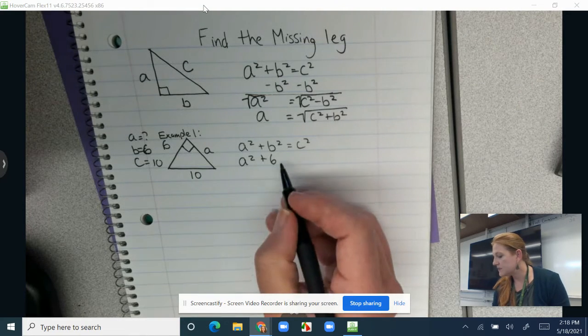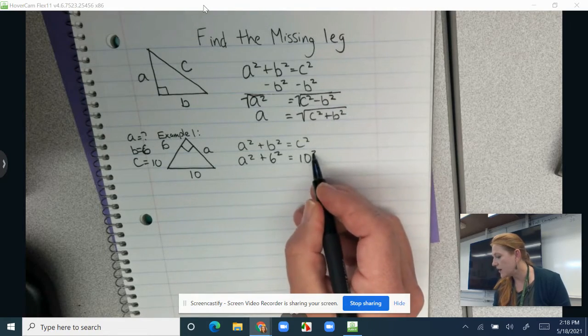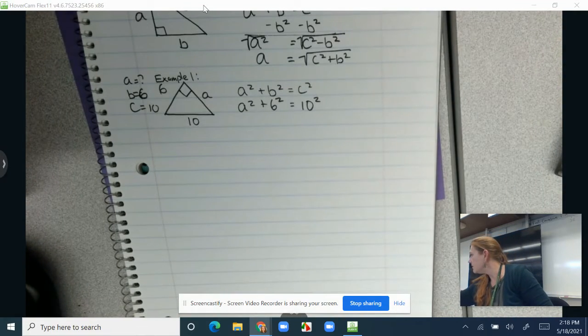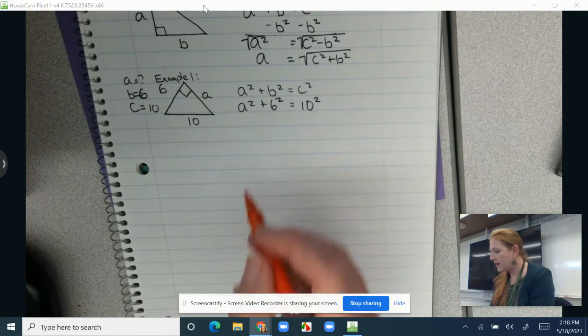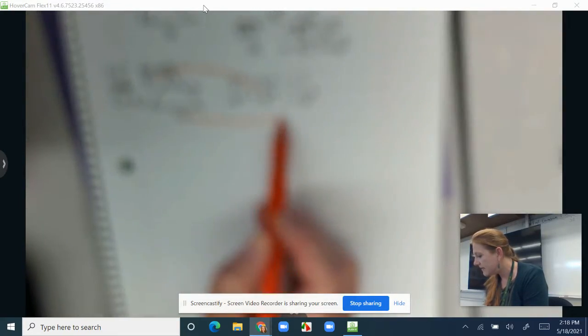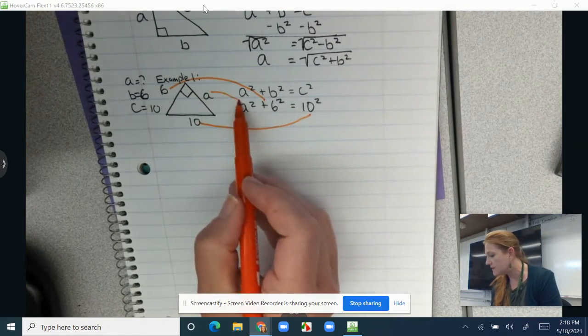A squared plus 6 squared equals, in this case, 10 squared. Don't forget those squares. That's one of the common mistakes that happens. I'm going to use this orange pen to point out where everything's coming from. So this 6 came from here, and this 10 came from here. Okay, that's where we got them from. And then our A, we don't know it yet, so it's just right there.